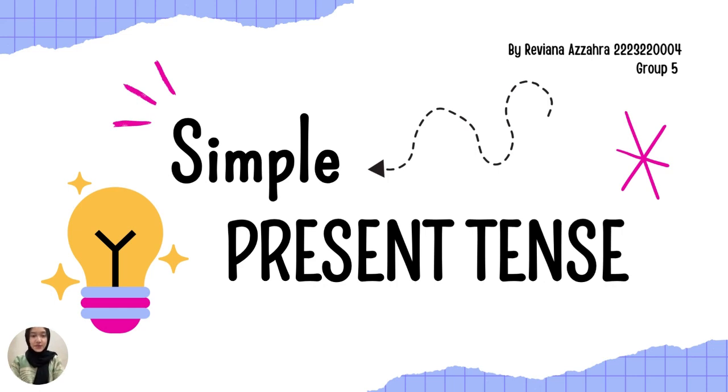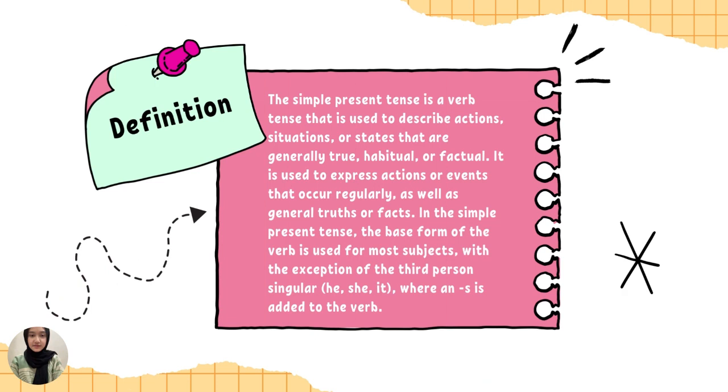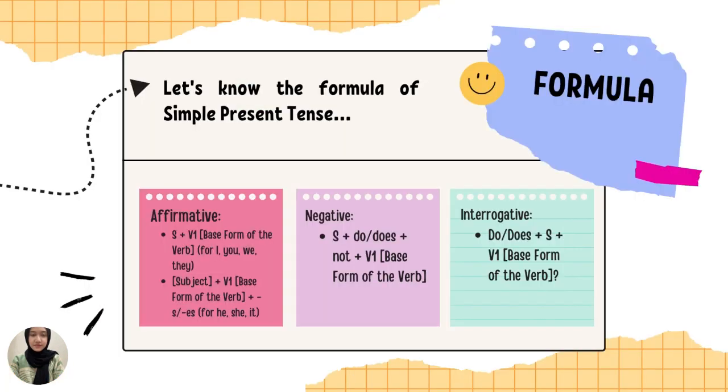So now I'm going to explain about simple present tense. The simple present tense is a verb tense that is used to describe actions, situations, or states that are generally true, habitual, or factual. It is used to express actions or events that occur regularly as well as general truths or facts. In the simple present tense, the base form of the verb is used for most subjects with the exception of the third person singular. He, she, it, where, and as is added to the verb.